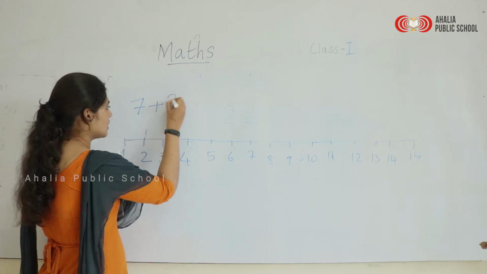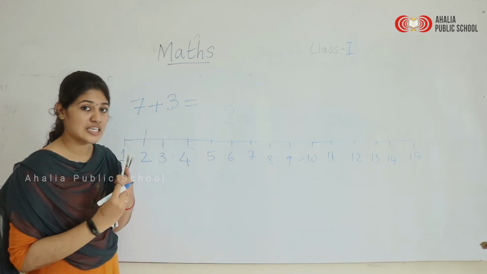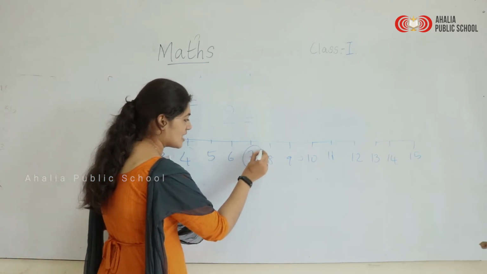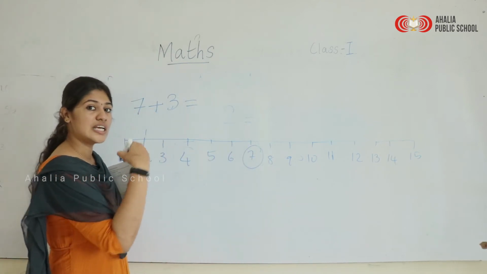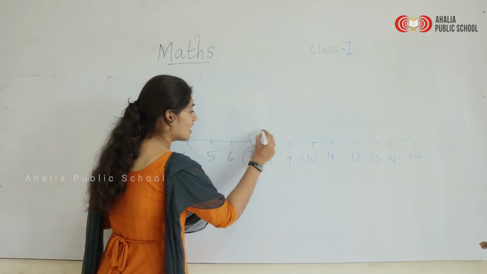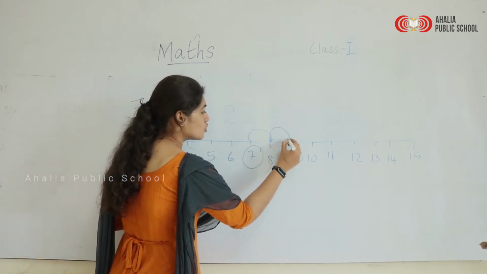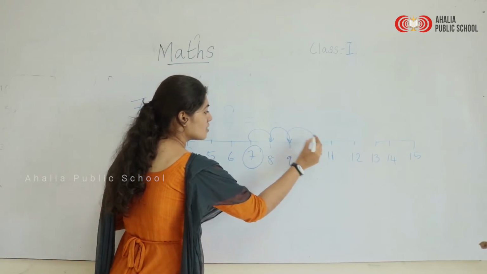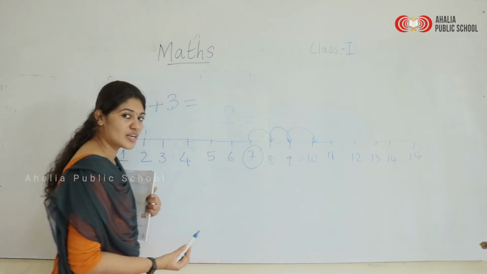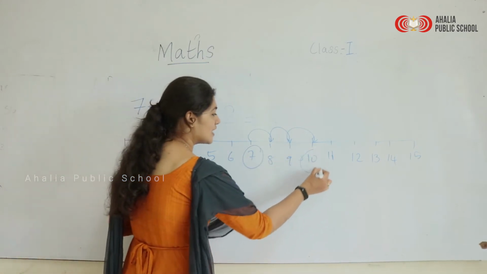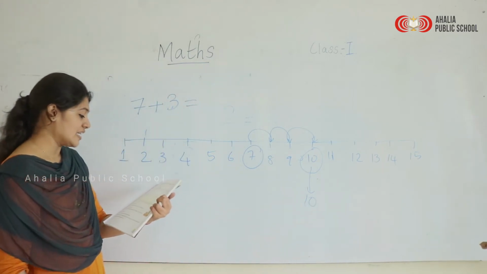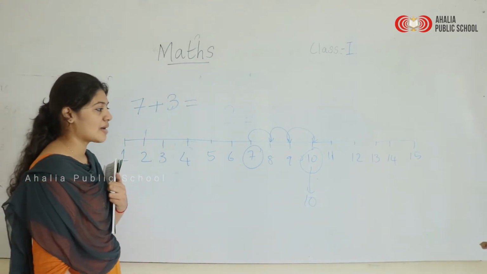7 plus 3. So what have we done, children? First we have to take the number 7 and we have to count 3 numbers forward. How did we draw it in the last class? Yes. 1, 2, 3. So what do we get, children? 7. Moving 3 numbers forward, what number do we get? We get the number 10. Clear? Next, take one example.